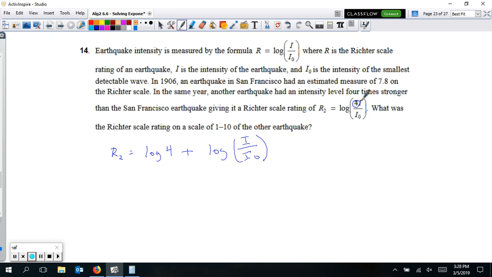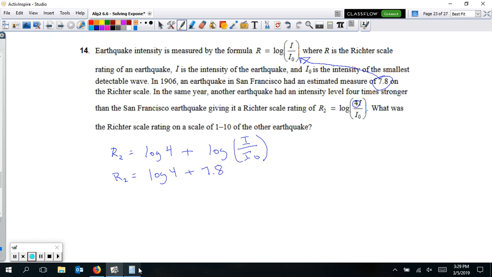So now what we know is that this earthquake here, the San Francisco one, measured 7.8 on the Richter scale. That is the same thing as what this is. This one's 4 times larger than that, so that's what the 4 here is for. So we did our property, but now I can substitute 7.8 for this, because 7.8 is what this logarithm equals from the San Francisco earthquake. So now we can say R2 equals log 4 plus 7.8.